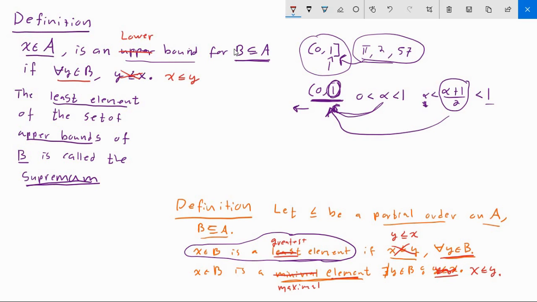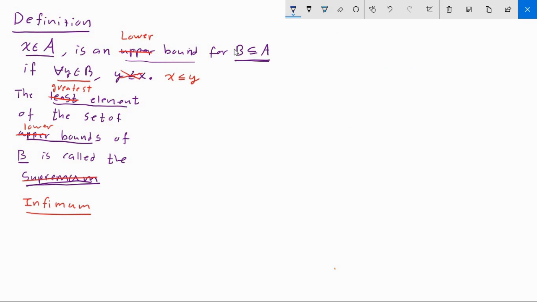And thus, instead of taking a least element of the set of upper bounds, we're now going to take a greatest element of the set of lower bounds. And in this case, instead of calling it a supremum, we're going to call this an infimum. I've also heard it pronounced infimum, so perhaps someone in the comments can tell me what the correct pronunciation is.